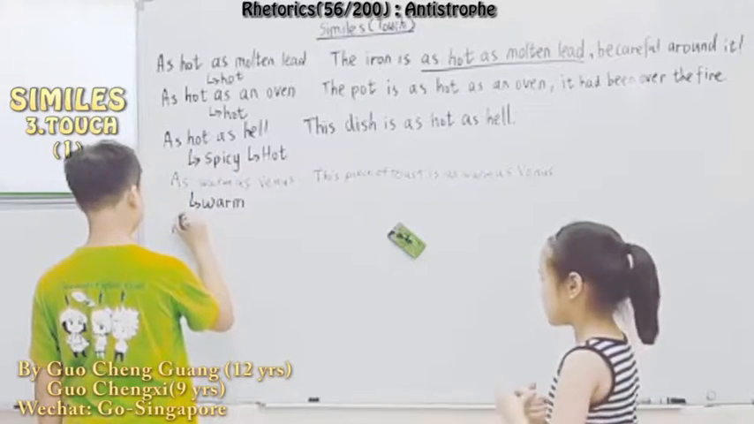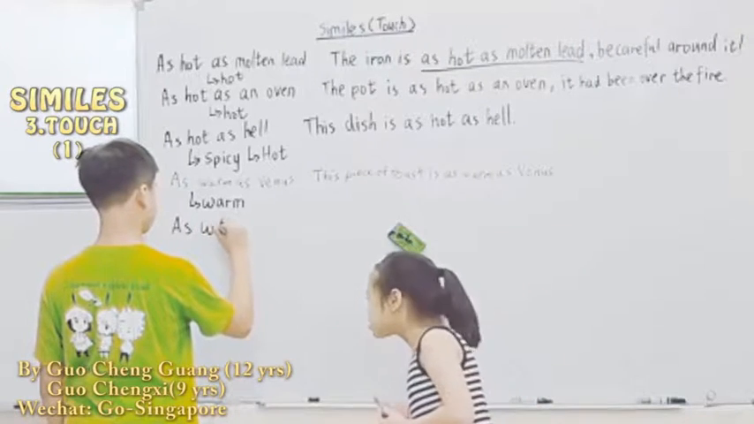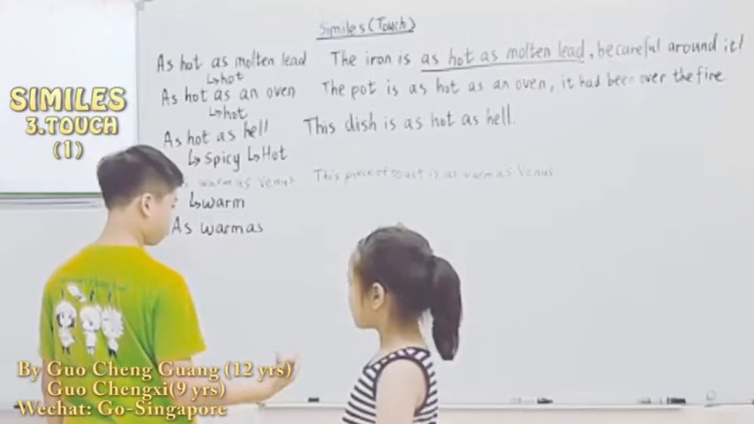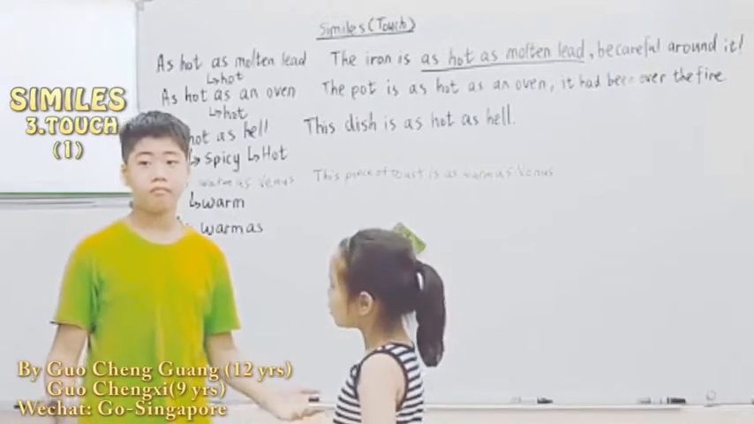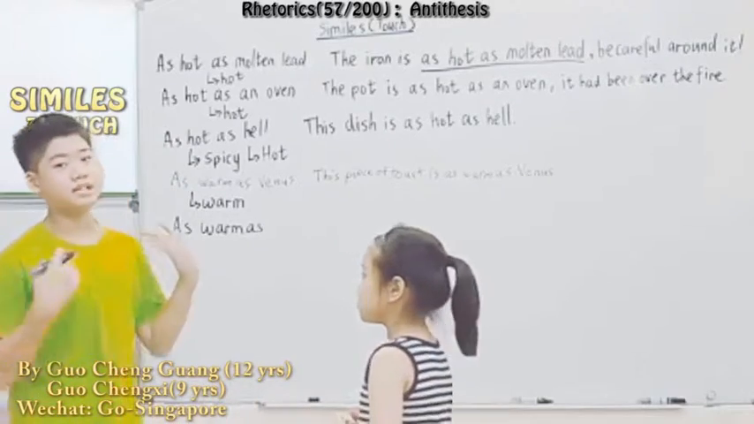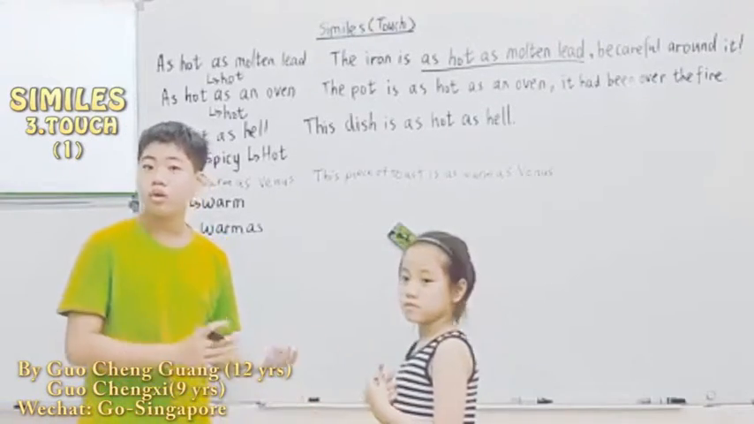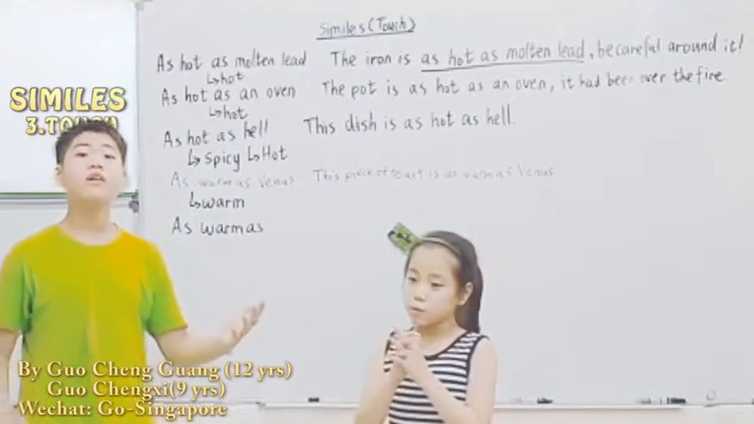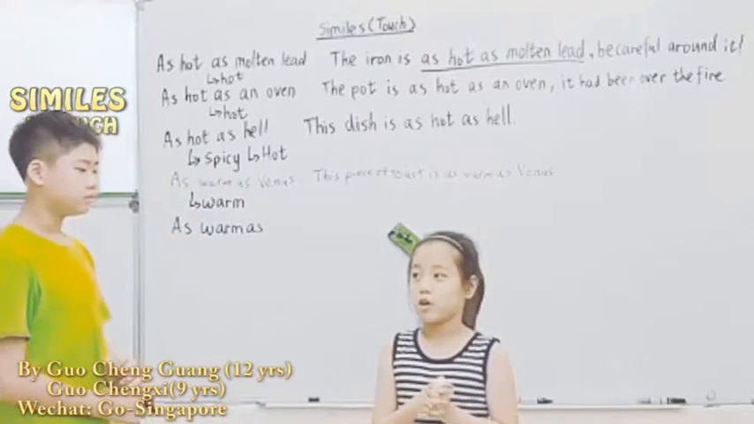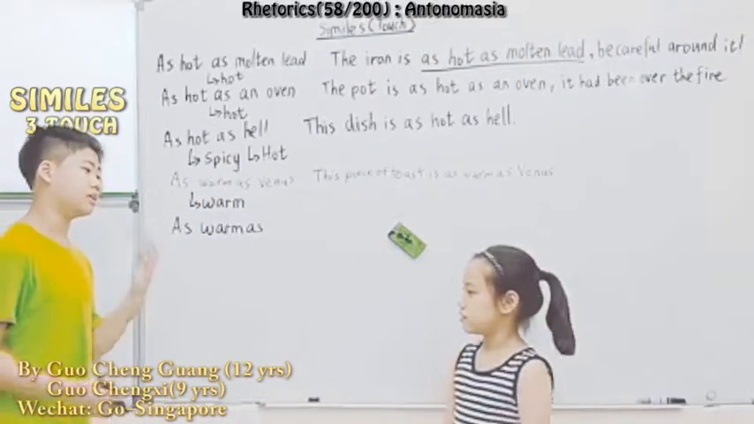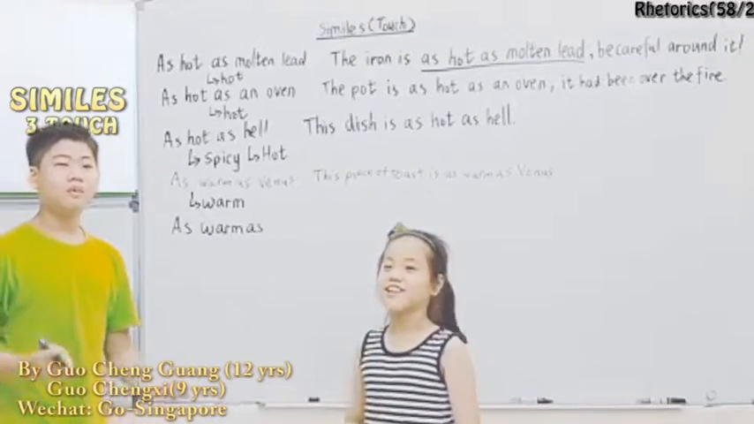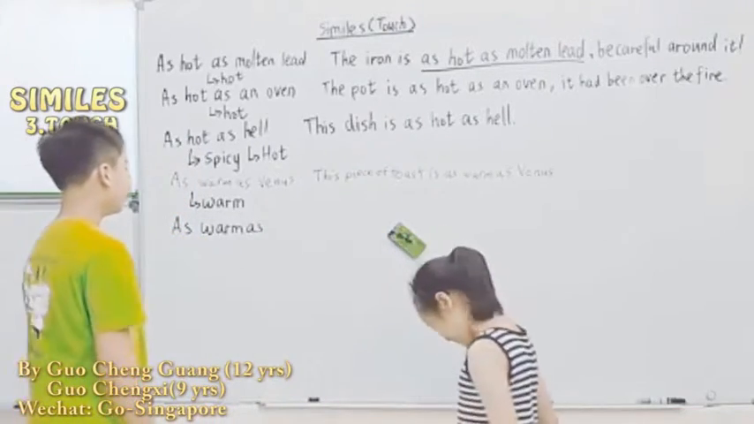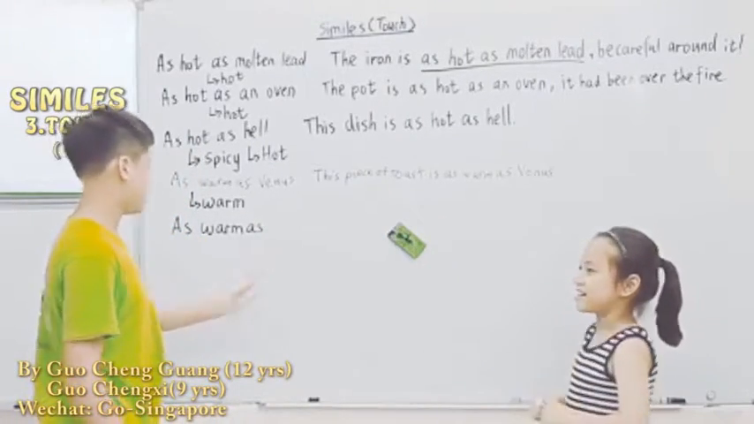Okay. What else can I say? As warm as... What else can be warm? How about wool? Wool is warm. Wool, let me just ask you, is from an animal or a plant? Okay, so you have to know the difference. Wool versus cotton. Wool is from sheep. Cotton will be from the cotton plant. Okay, so this is as warm as wool.